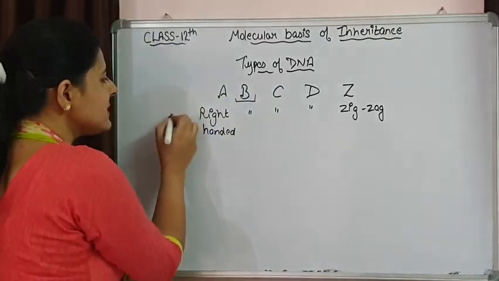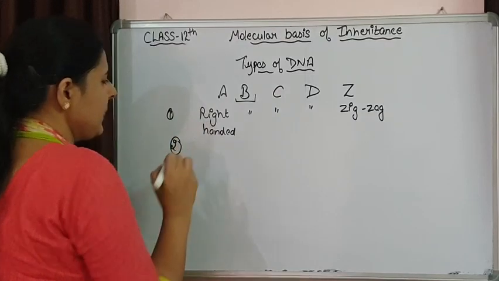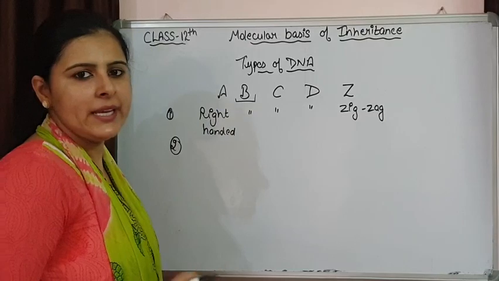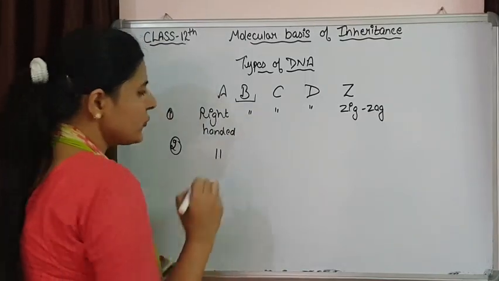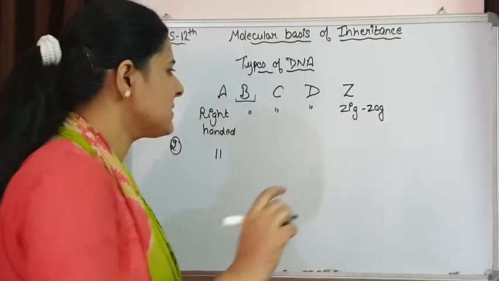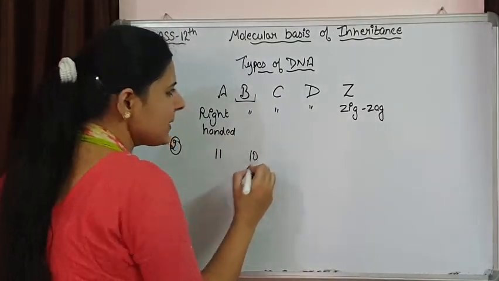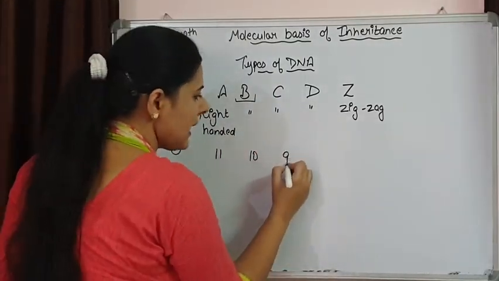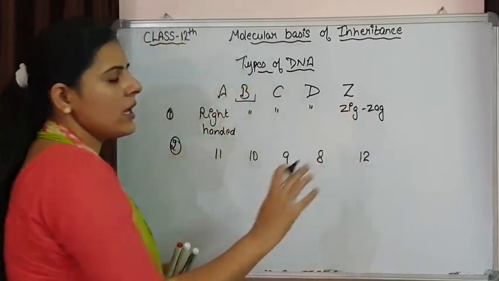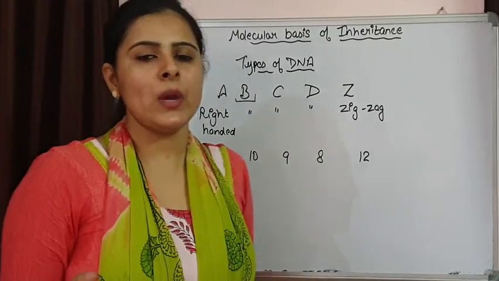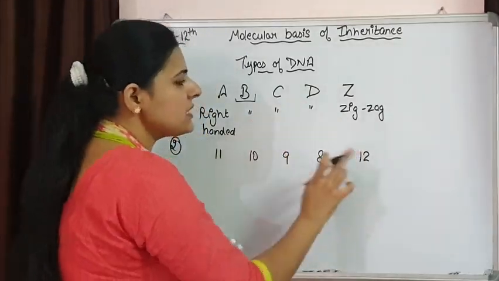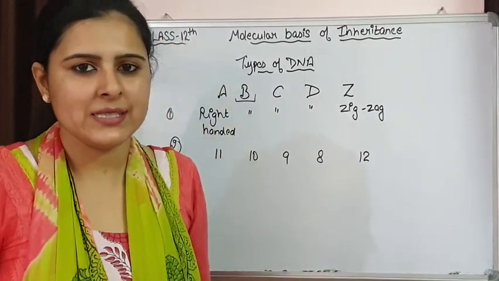Now there is a difference in their base pairs also. In DNA type A, we are going to find 11 base pairs in one complete helix. In B, we know 10 are present. In C, there are 9. In D there are 8 and in Z DNA we are going to find 12 base pairs. So this is how the difference in base pairs exists.